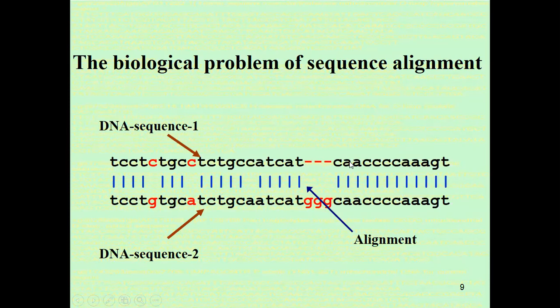If we do not give the gap, then this C will be aligned with this G, then A with this G, A with this G, this C with this C, then C with A. So the whole alignment will be disturbed. So if there are 3 gaps, this whole portion of DNA sequence 1 will be aligned with DNA sequence 2. So these gaps are added.